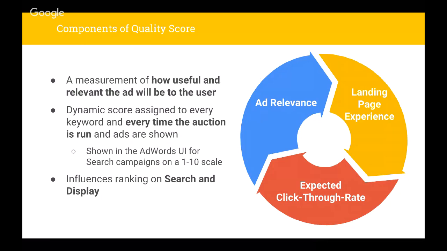So with regards to ad relevance, you want to make sure that if someone is looking for diapers, they're not going to get an ad for holidays. You want to give them an ad for diapers, right? So ad relevance means, is your ad closely related to the keyword that you're bidding on? So that makes total sense.